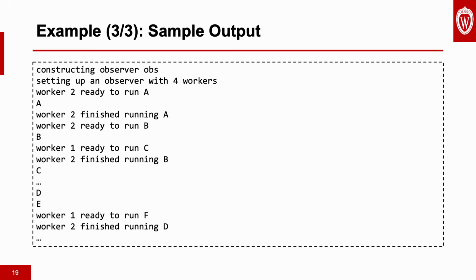This is the sample output from the previous slide. We will first see the name printed by the constructor of the observer and then the message from the setup method. Then, when the executor starts running the taskflow, we will see the message of which worker runs which task. For example, worker 2 ready to run A, the message from A, and worker 2 finish running A, and so on and so forth.